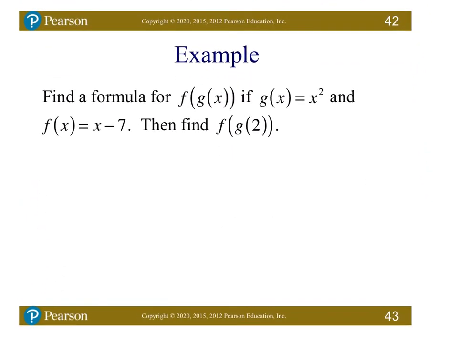Here's another way you might see a question like that. Find a formula for f of g of x, given that g of x is x squared and f of x is x minus 7, and then find f of g of 2.